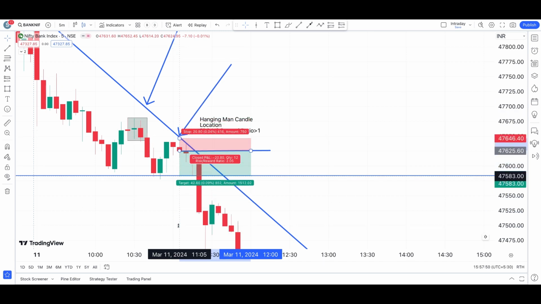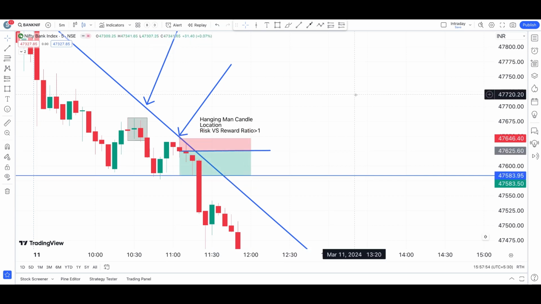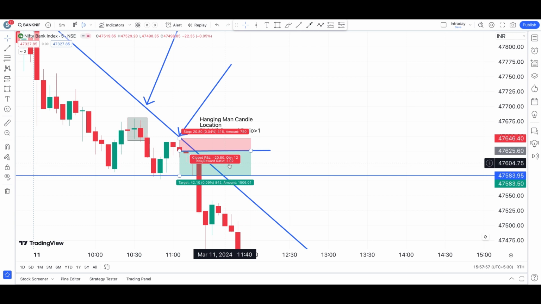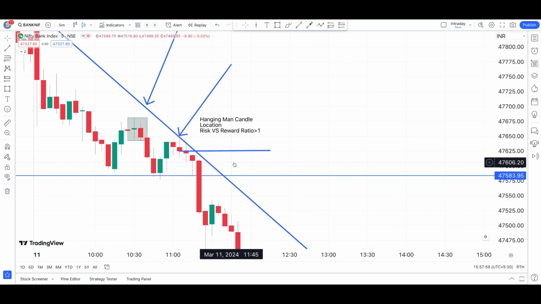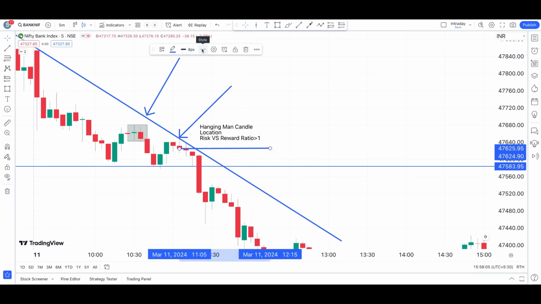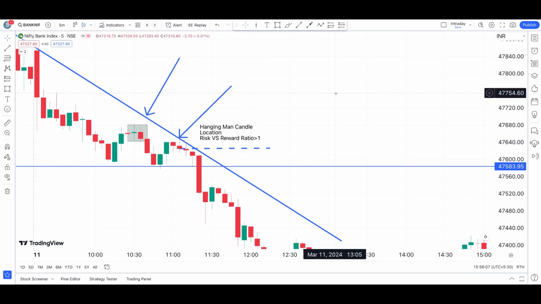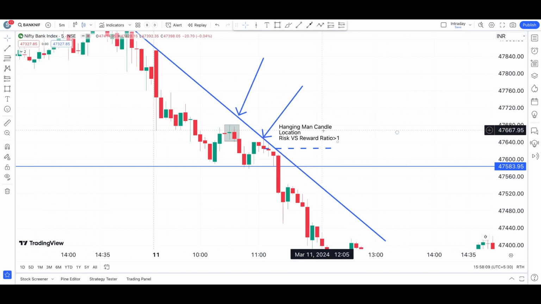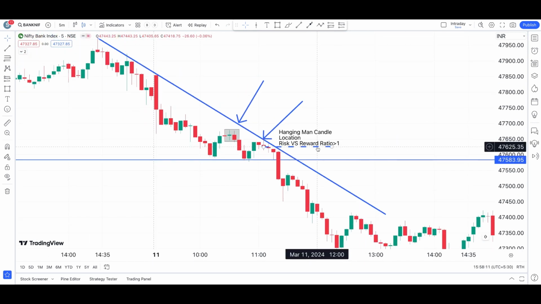So your risk versus reward ratio is greater than 1 in this case. Let's measure it. If you are taking a trade there, where should your stop loss be? Your stop loss should be right above this candle high. And where is your first target? Your first target is there. So here, if you see, your risk versus reward ratio is definitely showing 2.02. So all these points are in our favor. So one can easily take a trade there.